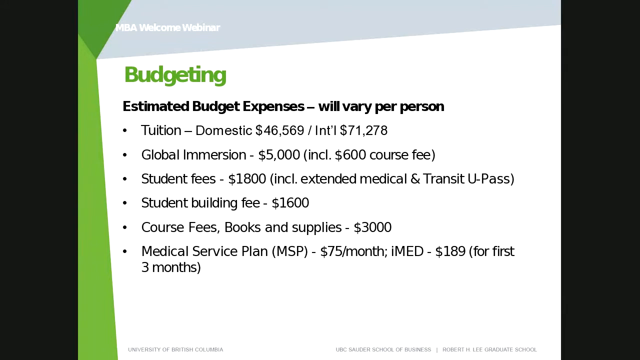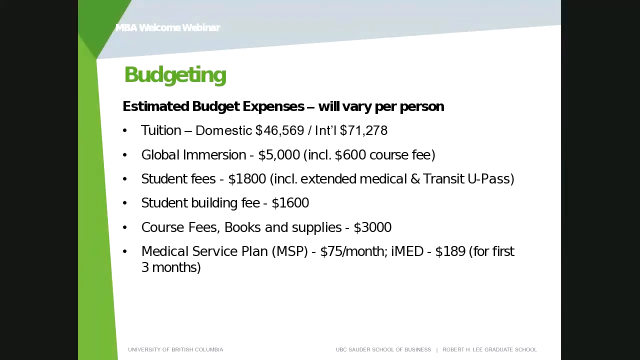There's a global immersion fee, so that's that excellent 2-week trip that we all get to go on in February, which is always a highlight of the program for all of our students. We estimate the cost of that at around $5,000, and that does include a $600 course fee. You'll have additional student fees that are collected by the Alma Mater Society and the Graduate Student Society at UBC. And those are for services like your transit UPass, the extended medical coverage, which we were just talking about, the athletics and recreation fees, so all the different student services that we have on campus.